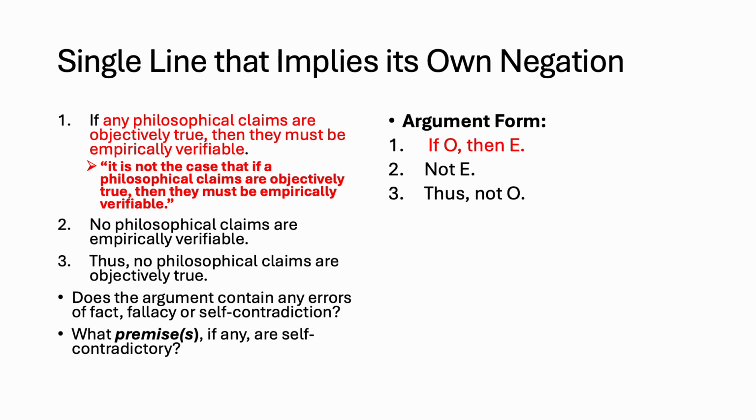Well, here, the contradiction is generated by line 1, which, if true, implies its own negation, right? So again, it's kind of implicit; it's not expressly stated there, but it is implied by premise 1. So if 1 is true, then not 1 is also true. There we get that implication of its own negation in a single self-contradictory line.